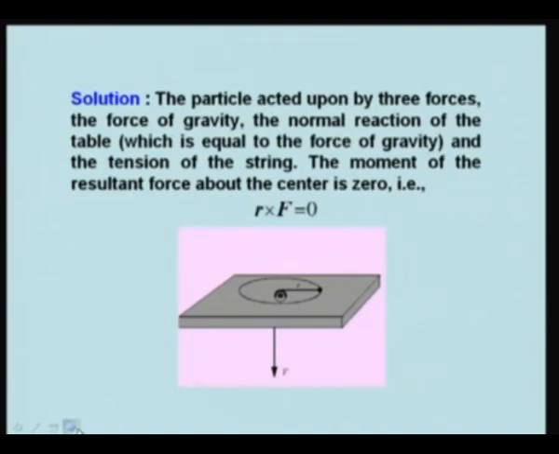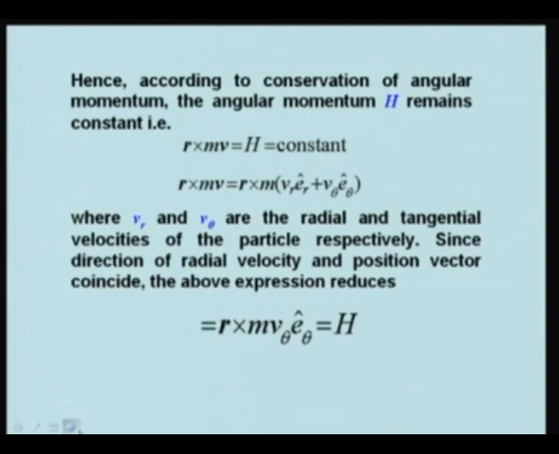Now, the particle is acted on by three forces: the force of gravity, the normal reaction of the table, which is equal to the force of gravity, and the tension of the string. The moment of the resultant force about the center is 0, that is r cross F is equal to 0. Hence, according to conservation of angular momentum, the angular momentum h remains constant, that is r cross mv is equal to h, constant.